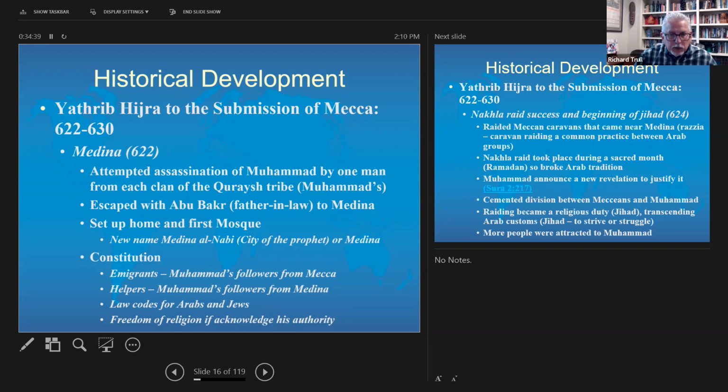He sets up his home and the first mosque. So the city there got its new name, Medina al-Nabi, City of the Prophet, or just, for short, Medina. They would develop a constitution of sorts, setting out certain understandings of their community. They would have a section in the constitution about immigrants. These were referring to Muhammad's followers that followed him from Mecca to Medina. Then you had the ones called the helpers, Muhammad's followers that developed while he was in Medina.